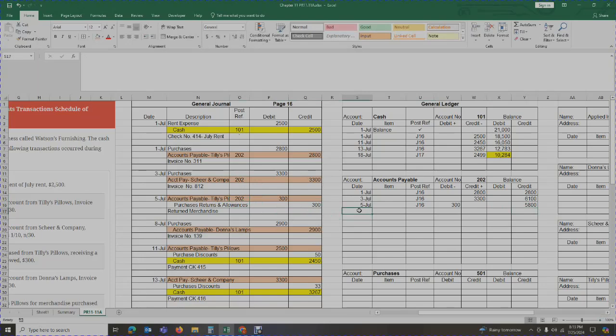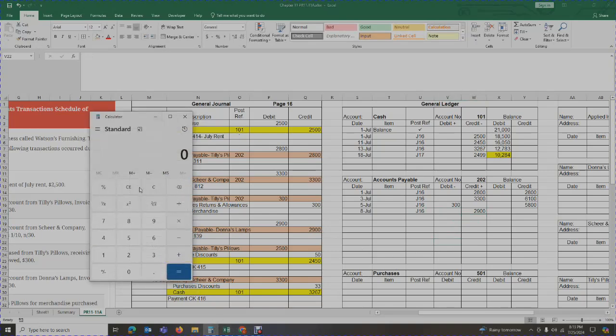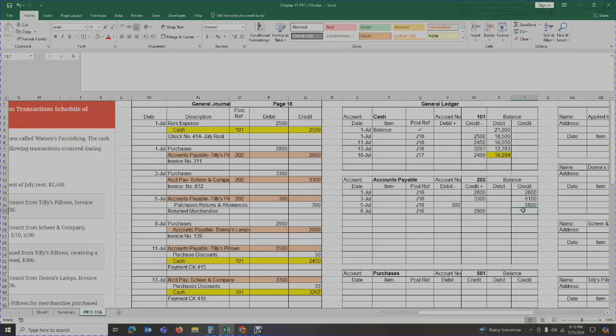We're going to move on to July the 8th, which is journal 16, and we have a credit of $2,900. So we're going to take our credit balance of $5,800 plus $2,900. That will give me a credit balance of $8,700. Remember, your balance should always be on the credit side for liabilities. And then I go back and I enter 202.